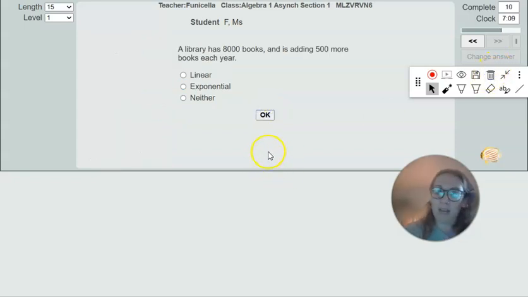All right, we've got 5 more to look at together. A library has 8,000 books, and it's adding 500 books each year. So we're starting with 8,000 and then 500 each year. That's linear because, again, it's going to be plus 500 one year, plus 500 the next year, plus 500 the next year. We're keeping that rate the same.